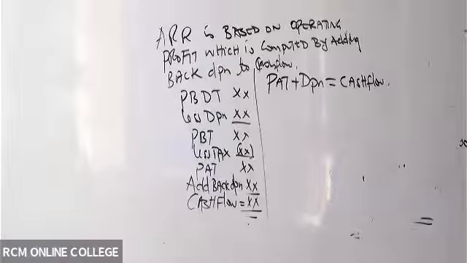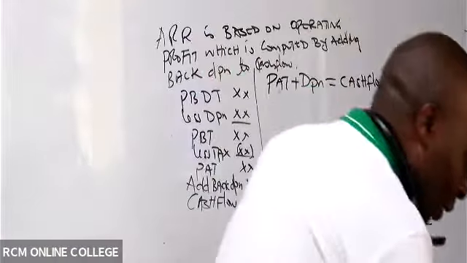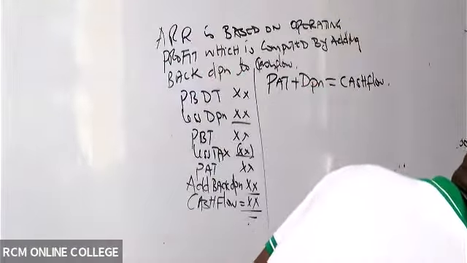So ARR is based on operating profit, which is computed by adding back depreciation to our cash flow. We shall take a break, ladies and gentlemen, 10 minutes break. When we come back, that is where we shall be able to pick from. So exactly 10 minutes, and ensure that you take a glass of water. Great.